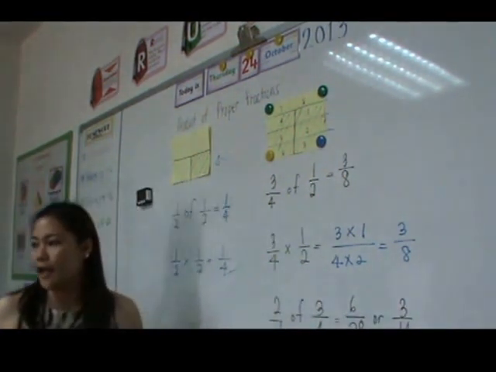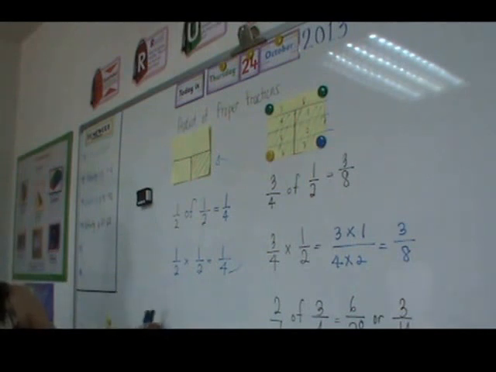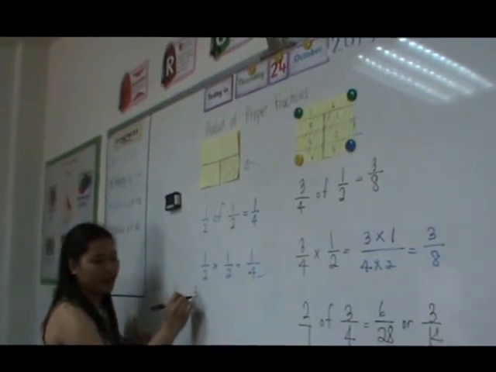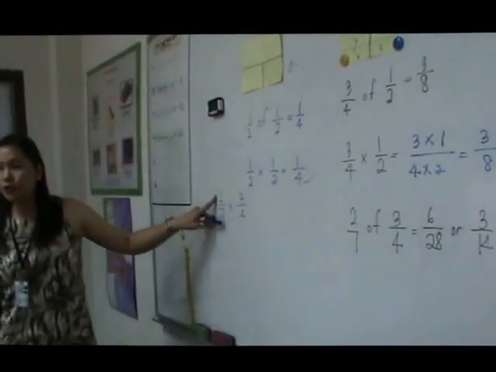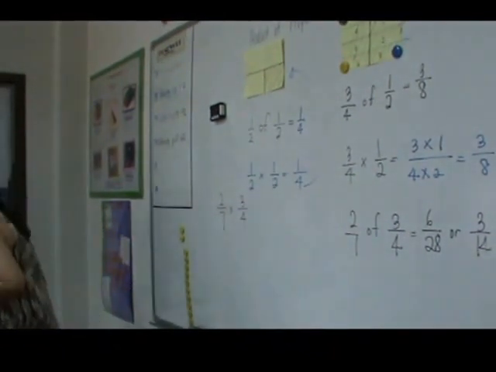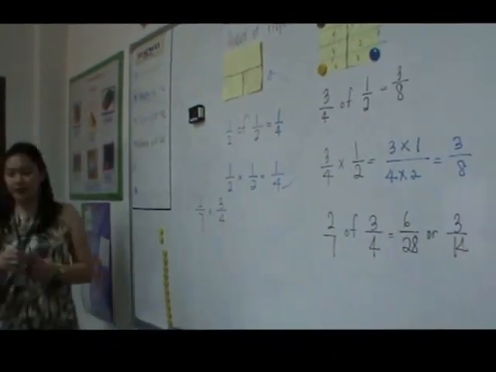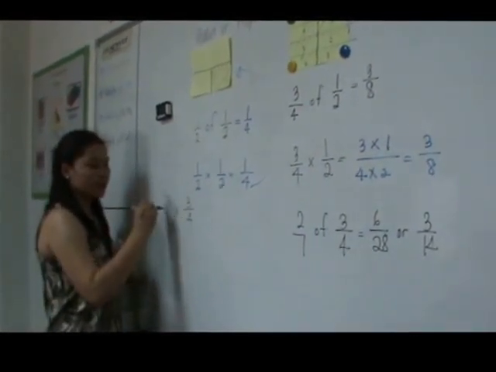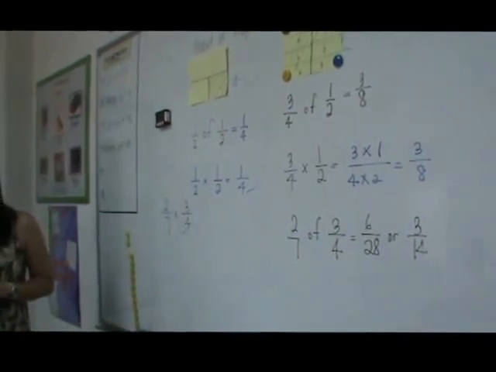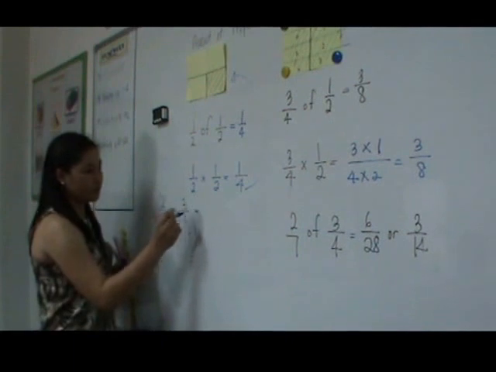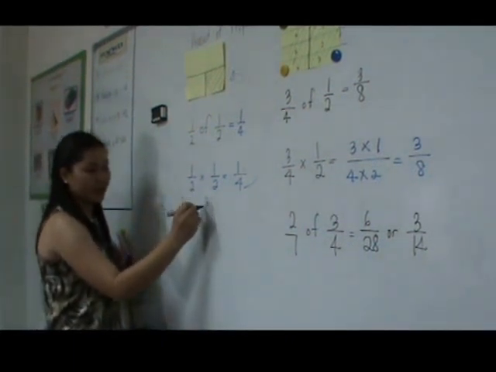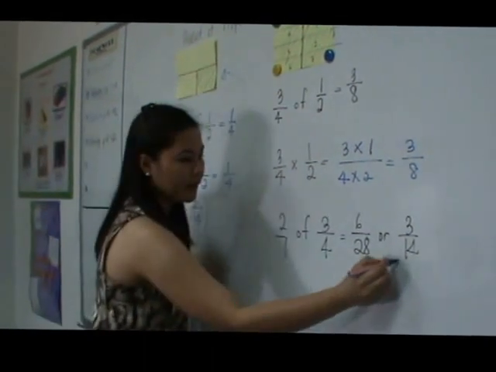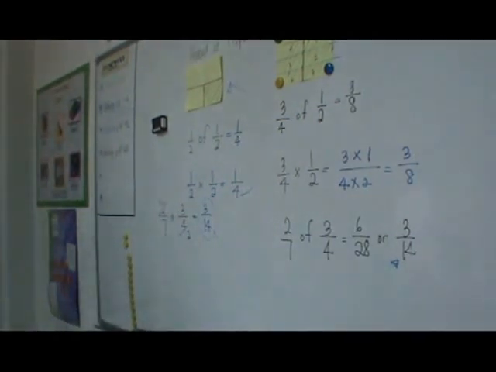There is another way using cancellation. 2 out of 7 times 3 out of 4. These 2 and 4 can be divided by 2, right? So 2 divided by 2 is 1. 4 divided by 2 is 2. 1 times 3 is 3. 7 times 2 is 14. It's the same. You don't need to change it in simplest form.